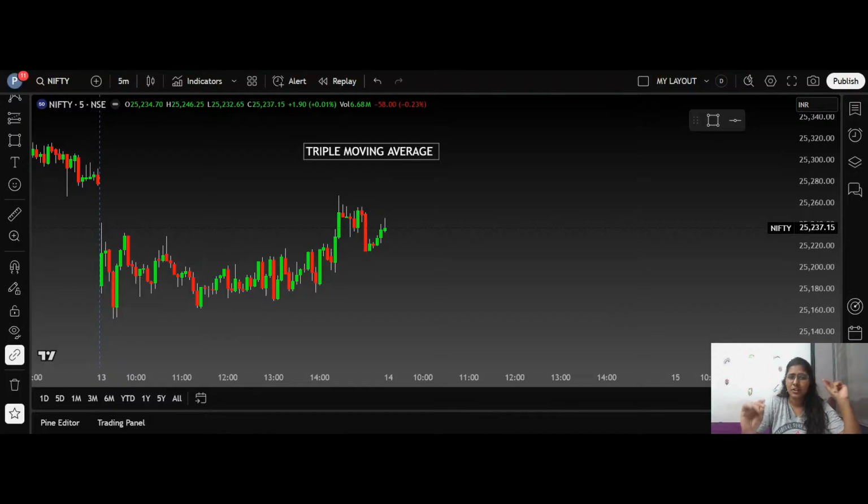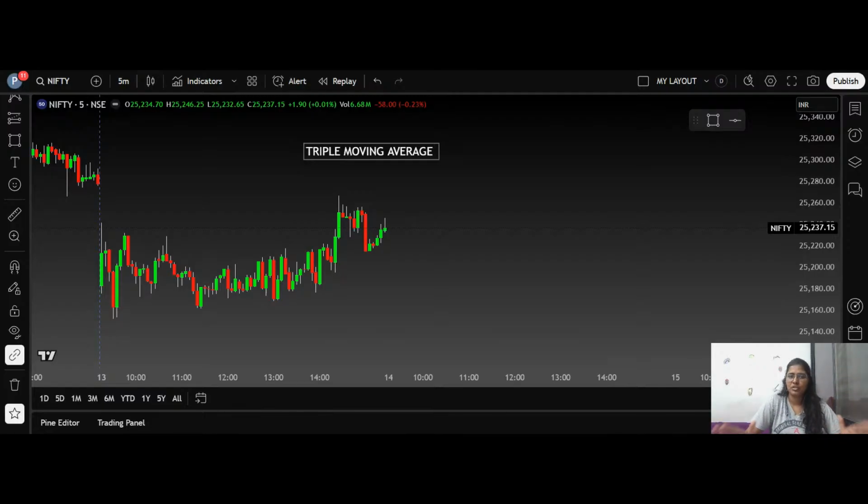So triple moving average is nothing but, as we saw, the simple moving average with a crossover strategy. The same is the triple moving average. Triple moving average is a crossover strategy with three SMAs, or you can say EMAs. EMAs are different from SMAs. SMAs are simple moving averages, EMAs are exponential moving averages, which we are going to see in the next lecture.